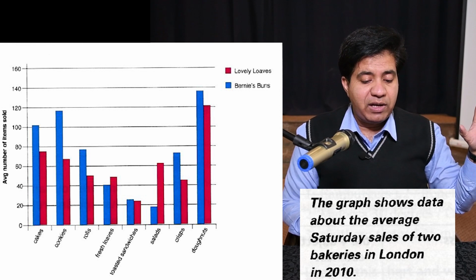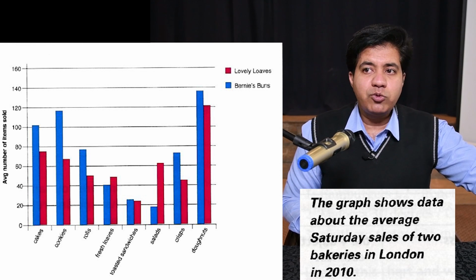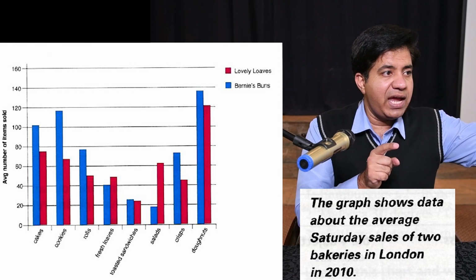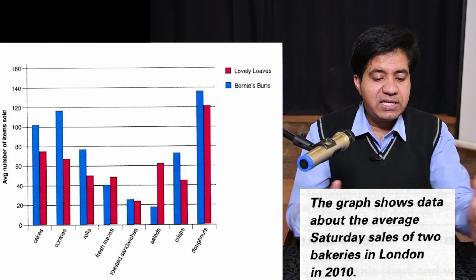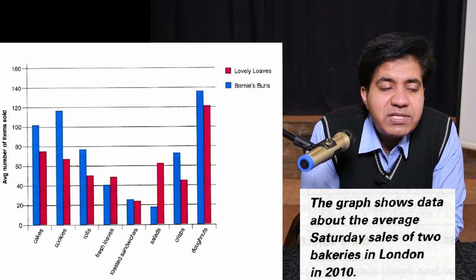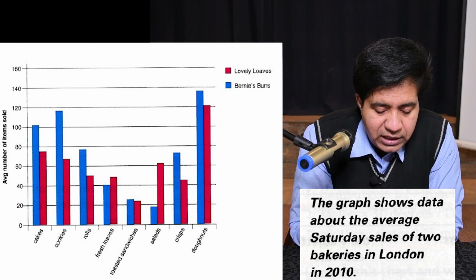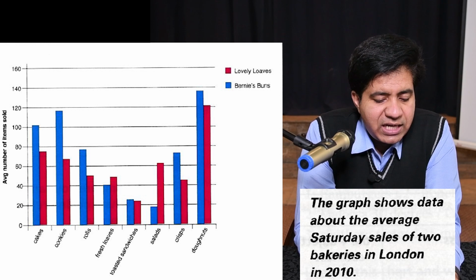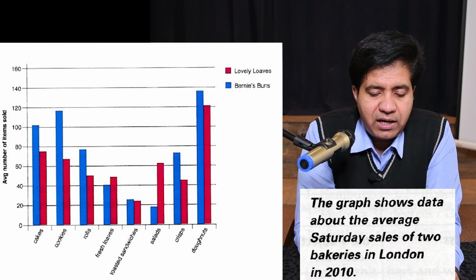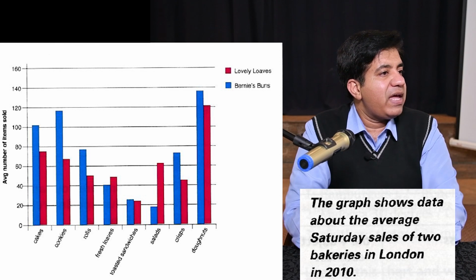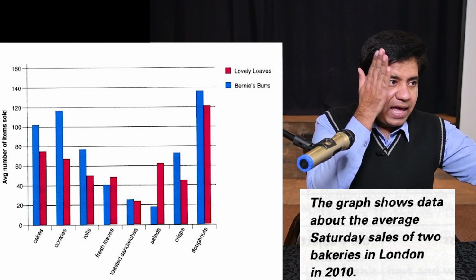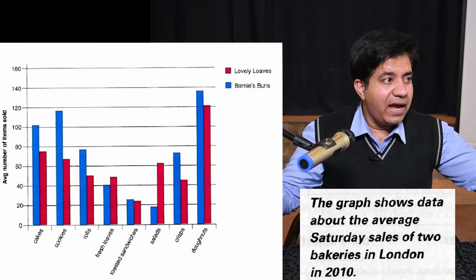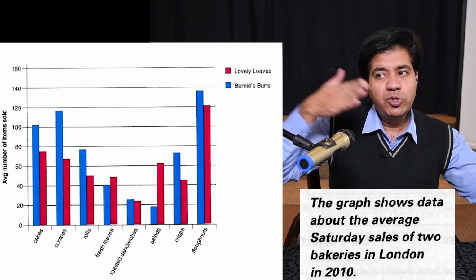And by the way, the year will also be given like 1 year. For example, 2010. In a graph with a trend, there will be time period, 2010 to 2015. But when there is a comparative graph, then there isn't anything that is increasing or decreasing. It's like that. Now, let's take a look at this, please. The graph shows data about the average Saturday sales of 2 bakeries in London in 2010. And by the way, if they write in 2010 and 2020, still it's a comparative one. Unless they write 2010 to 2020.